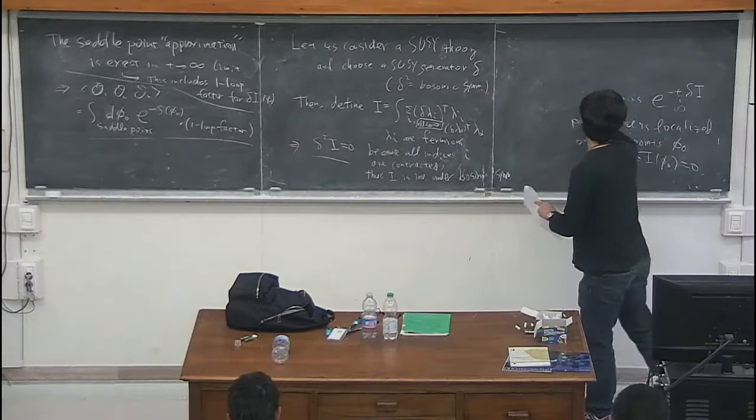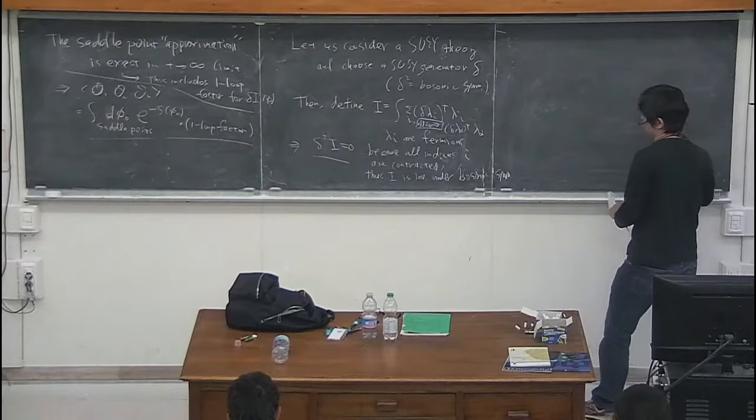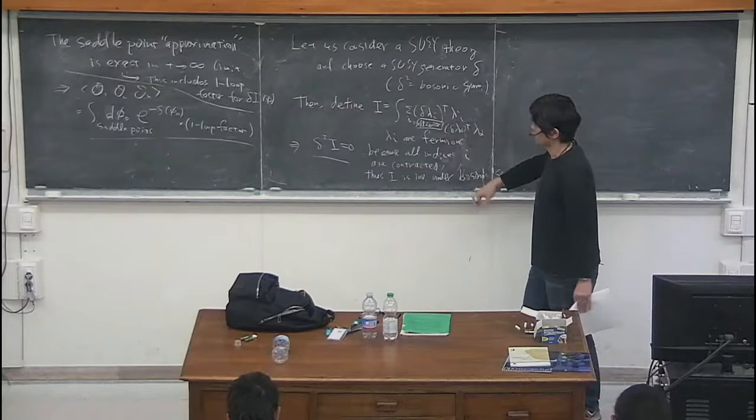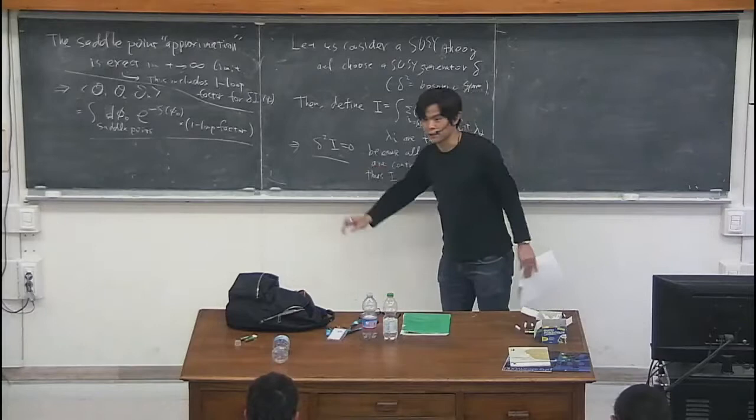But anyway, if you have a supersymmetric theory, you can choose the delta, construct this one, and check delta squared I. If it is zero, then it's okay, and we can apply the localization technique.